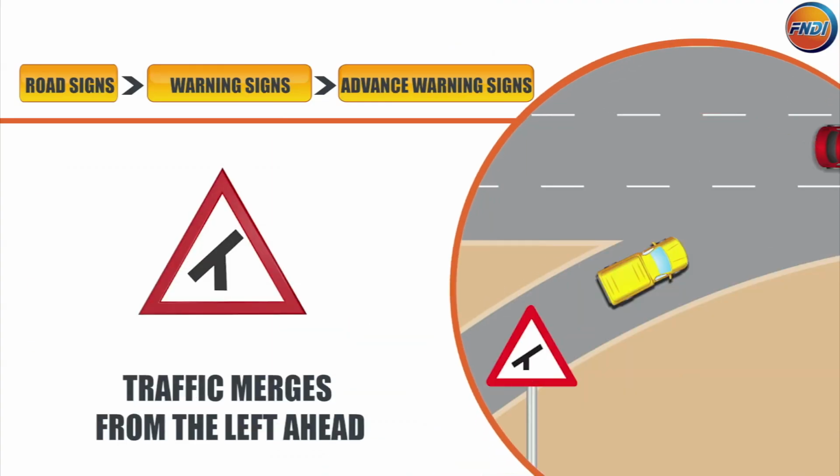Traffic merges from the left side. This sign warns drivers that your road is merging with the main road. Drivers must adjust their speed to merge with the mainstream traffic without disturbing it.